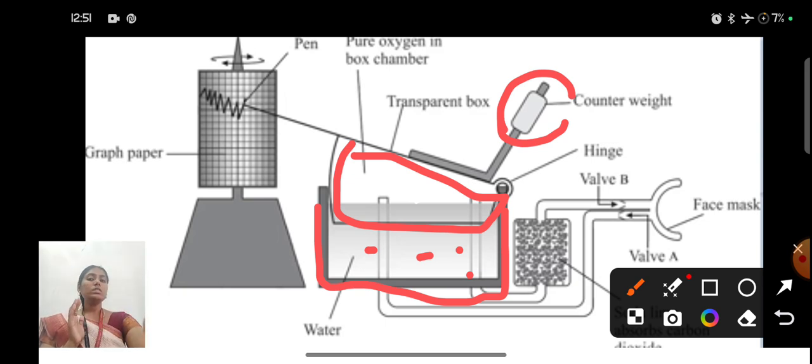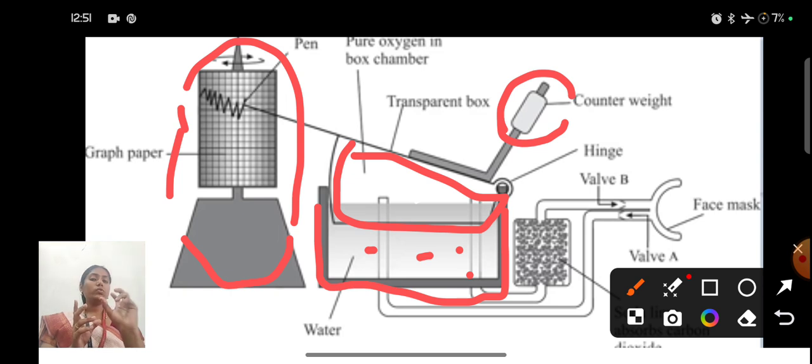So this setup is called a rotating drum. Over the rotating drum we have a graph sheet. What it actually does is, the rotating drum will rotate at some speed, so that the graph sheet also moves at the same speed.